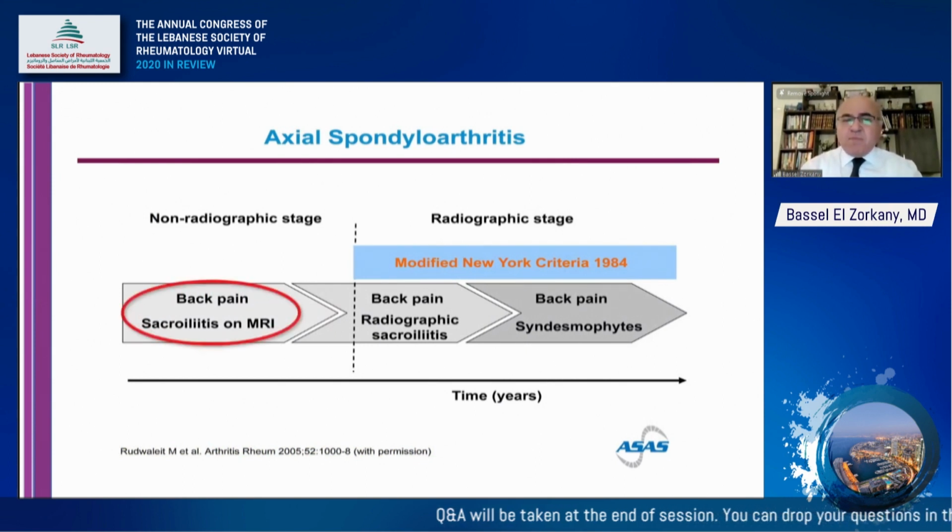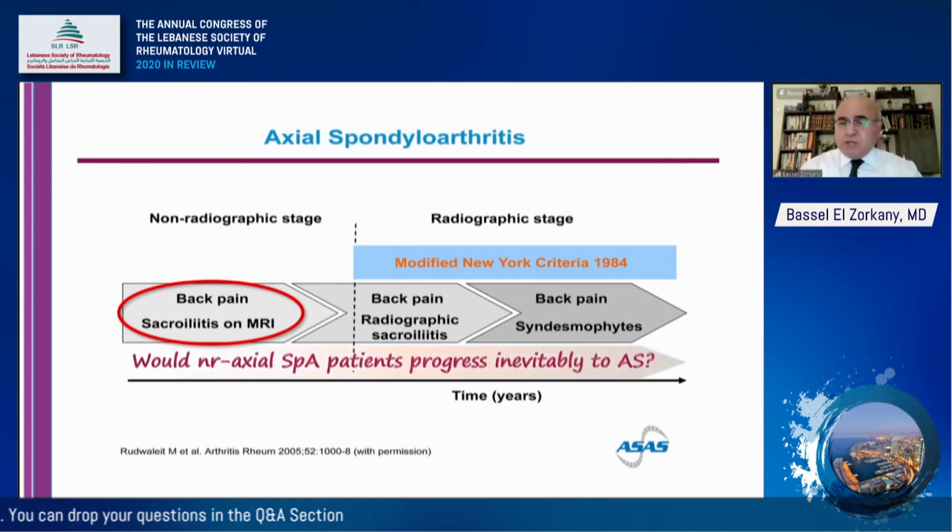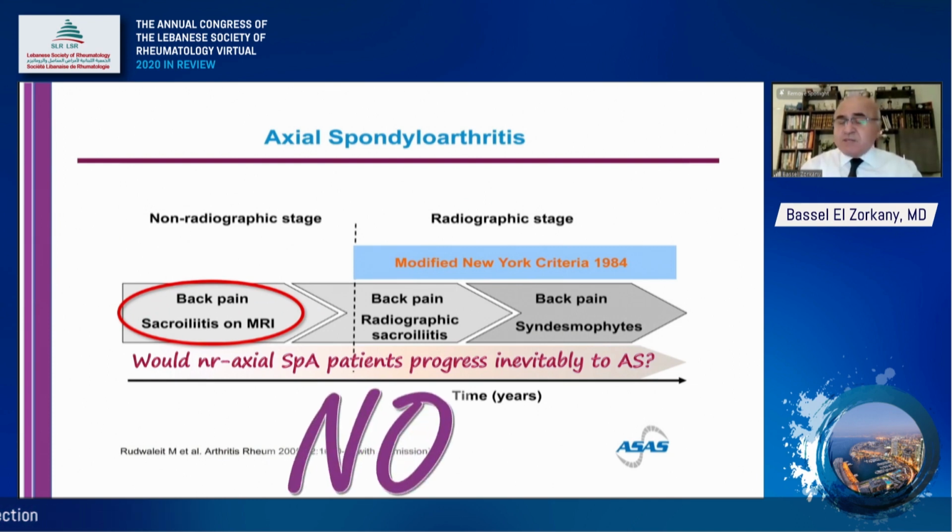I would also like to remind you of an important issue: we have patients with back pain and sacroiliitis on MRI. After some time, some of those patients can develop radiographic sacroiliitis, and some others can also progress to the final bamboo spine. But would all patients progress inevitably to ankylosing spondylitis? This is an important question, and really the answer is no.